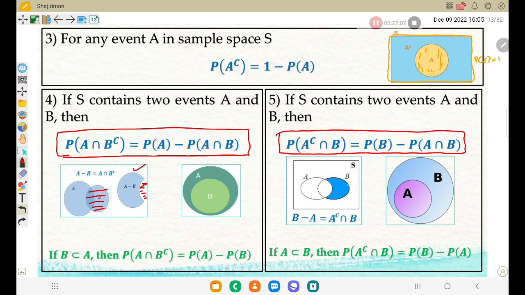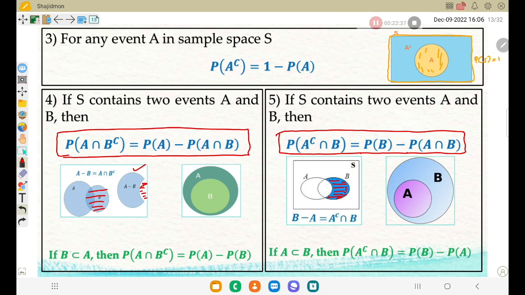A complement intersection B means, you can see the picture here, this shaded portion. A complement means not in A, it should not be in A, and intersection B, it should be in B, like this portion. Probability of A complement intersection B, or B minus A we can say. From B delete the A portion, that is B minus A, or A complement intersection B, which means probability of B minus probability of A intersection B.